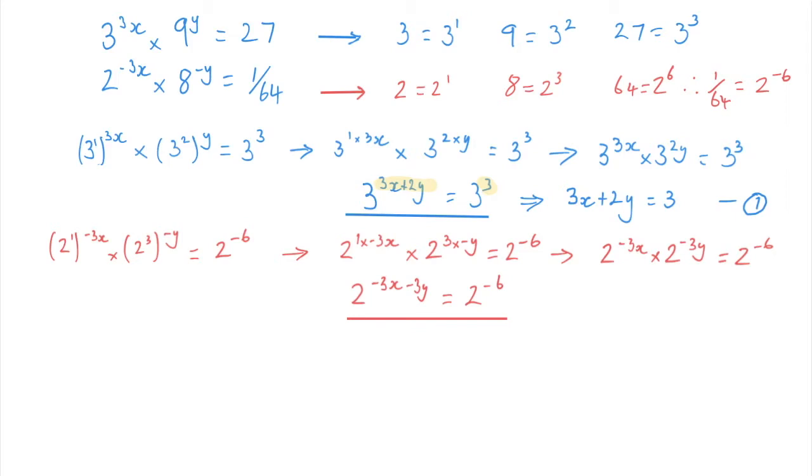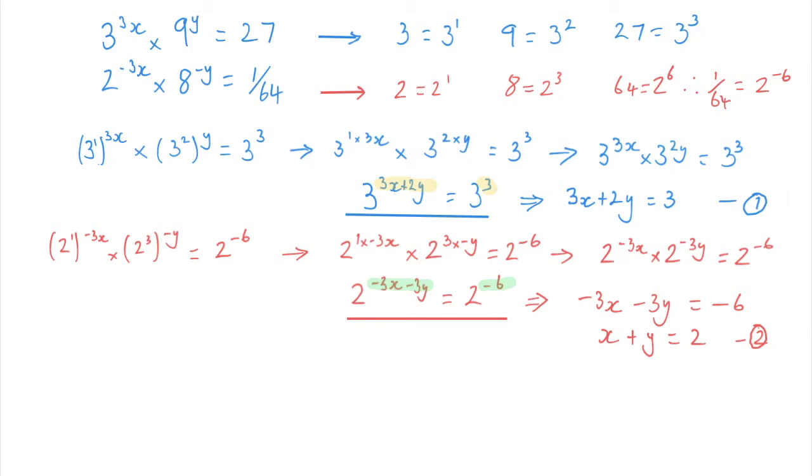which simplifies to give us 2 to the power of minus 3x minus 3y must equal 2 to the power minus 6, as shown. And now, comparing the powers of 2, we have the equation minus 3x minus 3y equals minus 6, which we can divide by minus 3 for convenience to get x plus y equals 2, which I have labelled as equation 2.